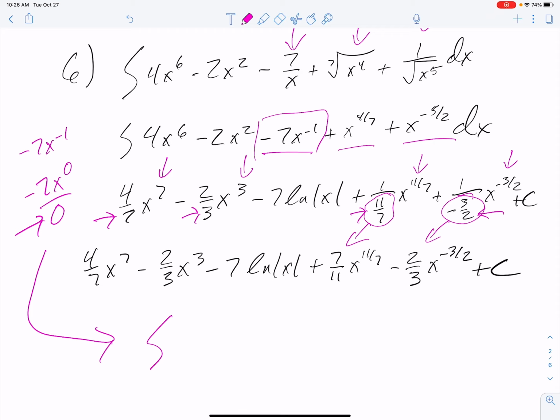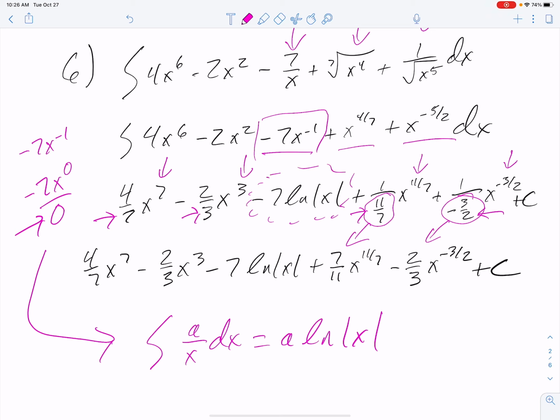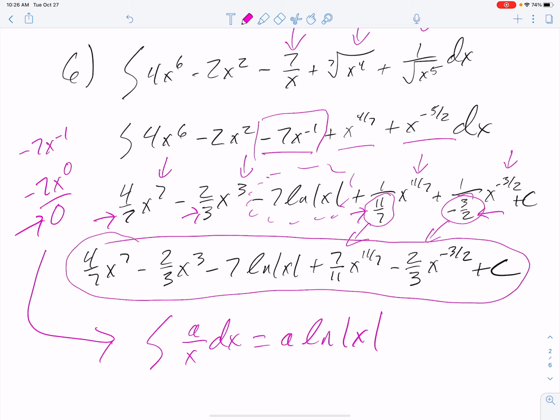It goes back to our definition that if we've got a number over x dx, its antiderivative is the numerator in front of the natural log, absolute value of x. And so that is where I got my negative 7 natural log of x. And again, if you skip straight to your final answer, that's all right.